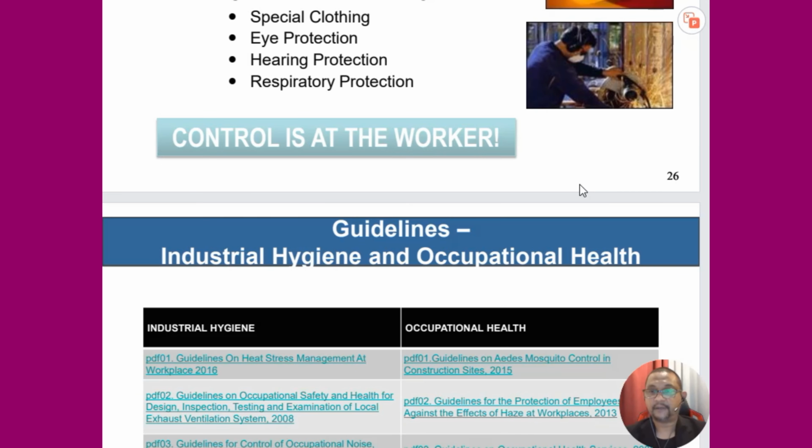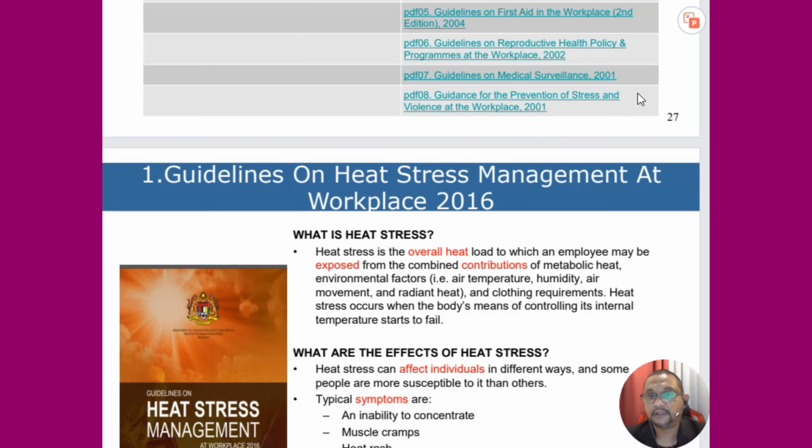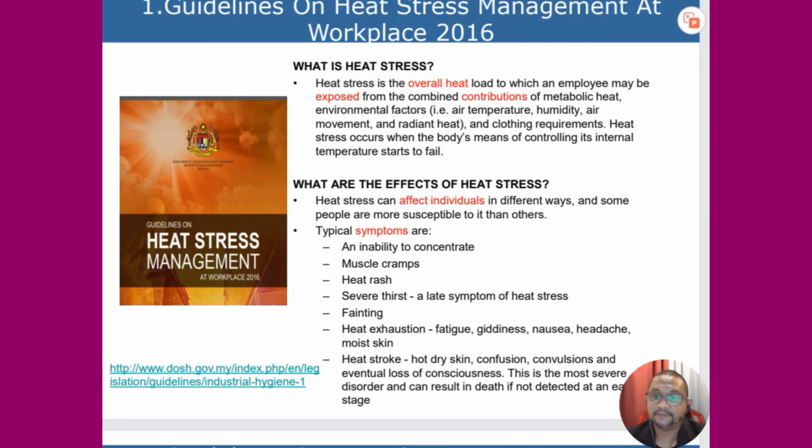Here are some examples of the guidelines for industrial hygiene and occupational health. So number one example, guideline on heat stress management at workplace 2016. Okay, this is what heat stress is. Heat stress is the overall heat load that each employee may be exposed to from combined contributions of metabolic heat, environmental factors, air temperature, humidity, air movement, and radiant heat, and clothing and equipment.